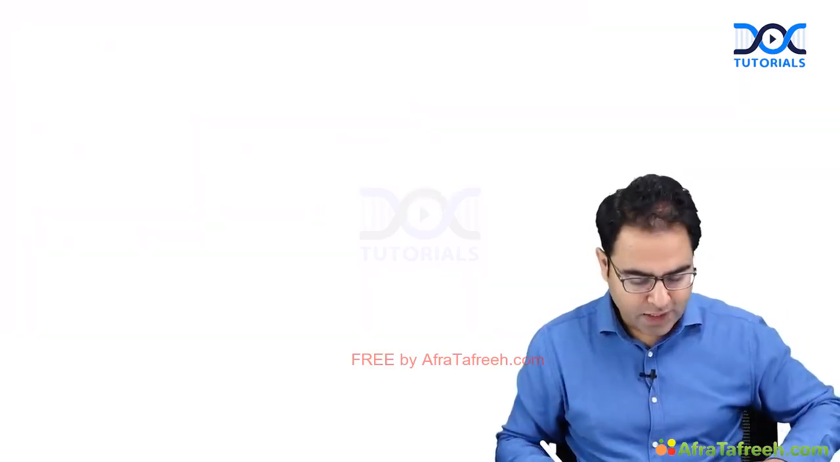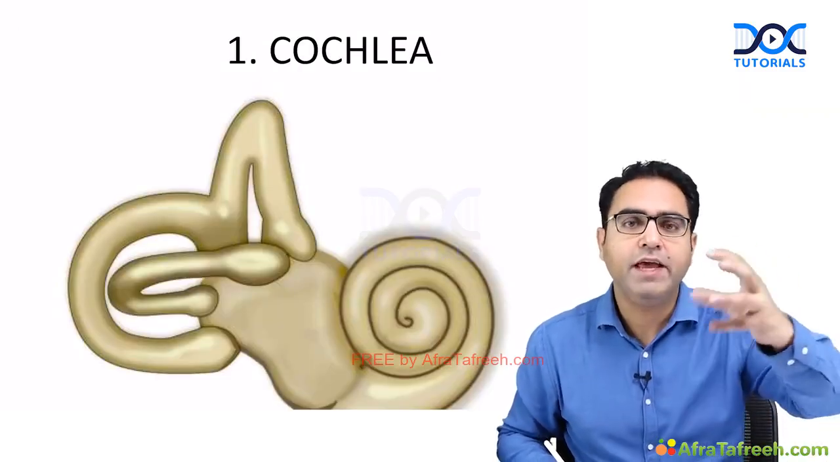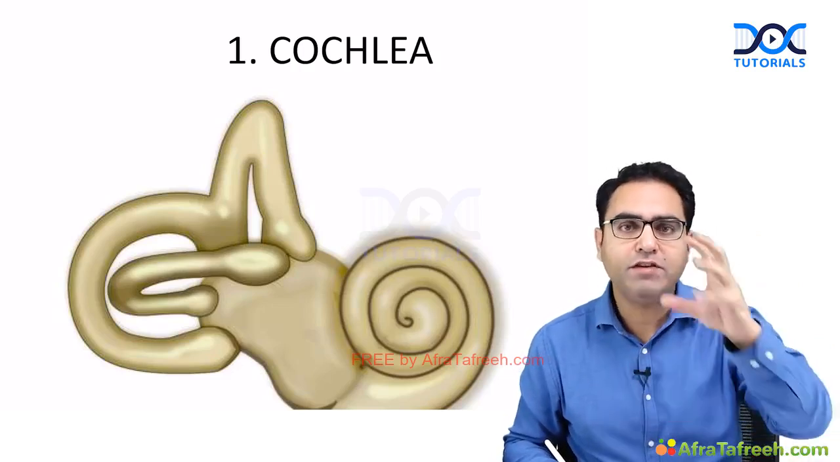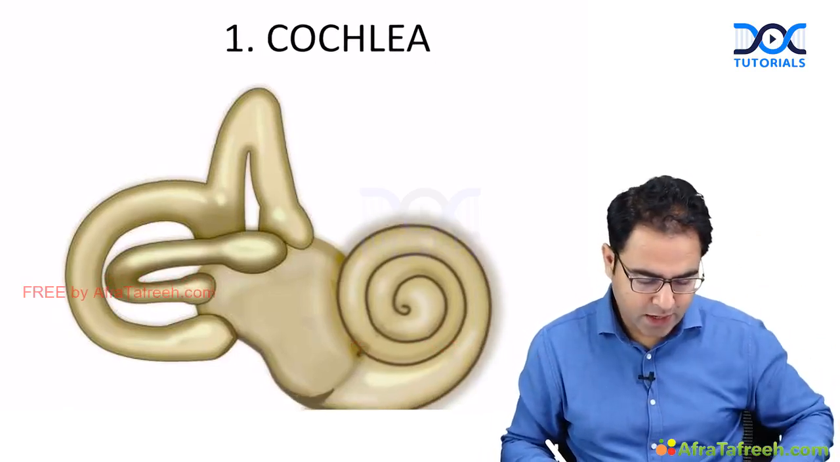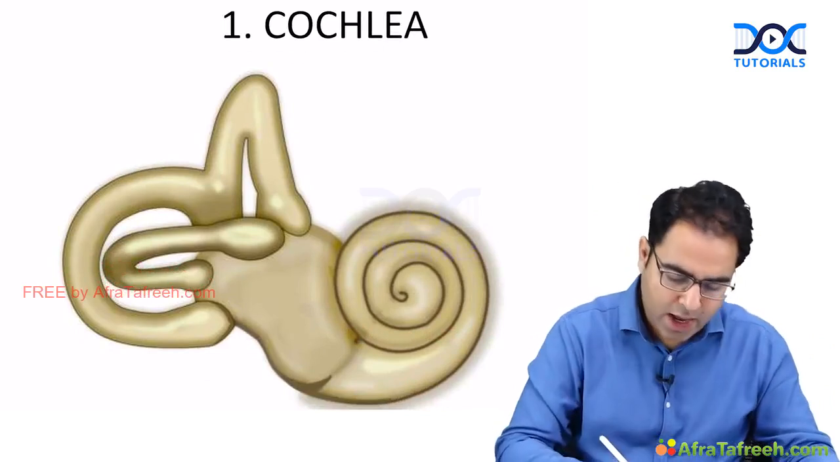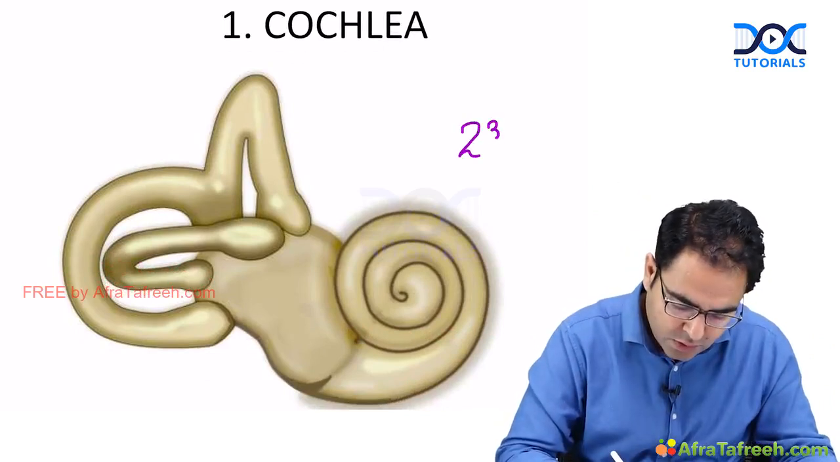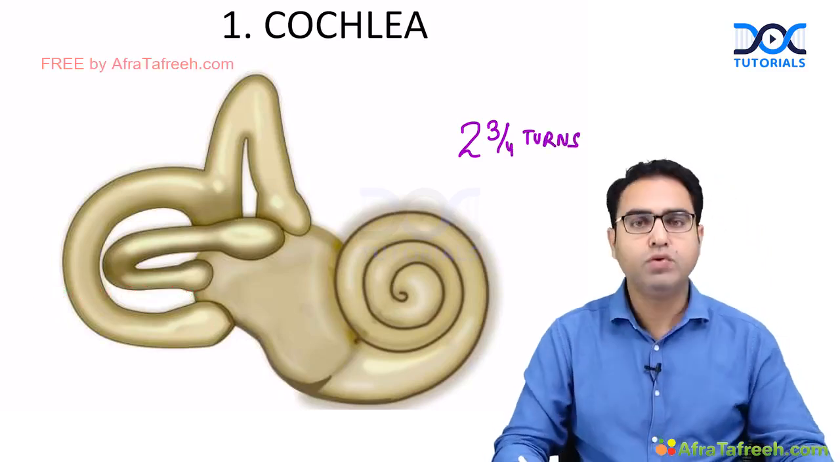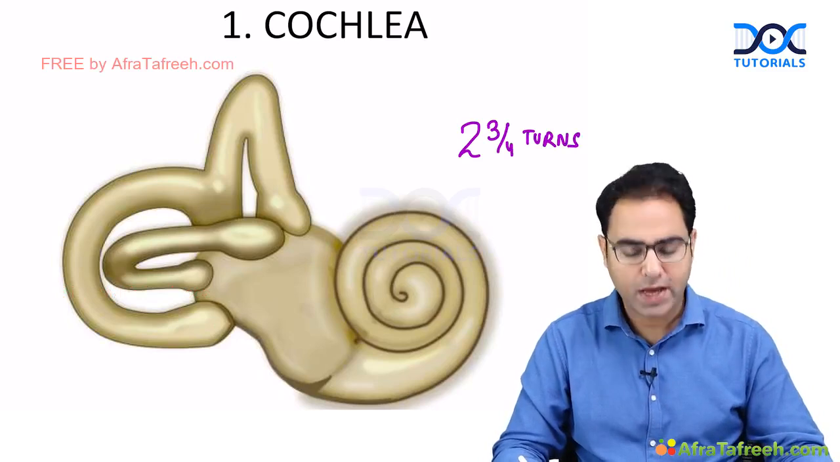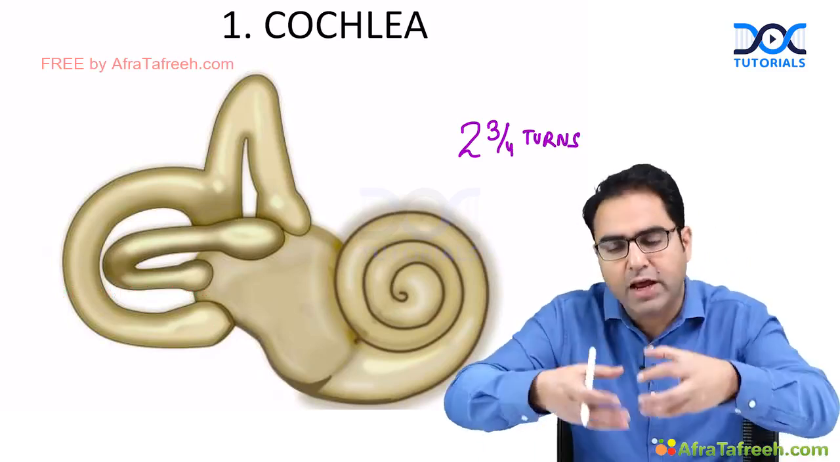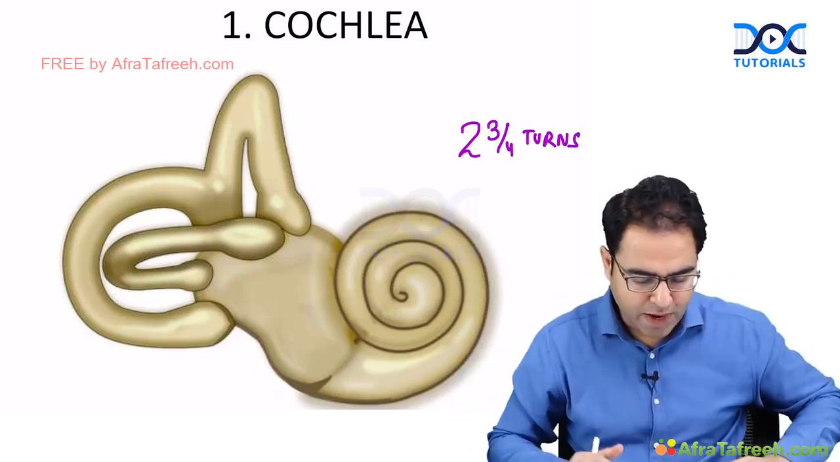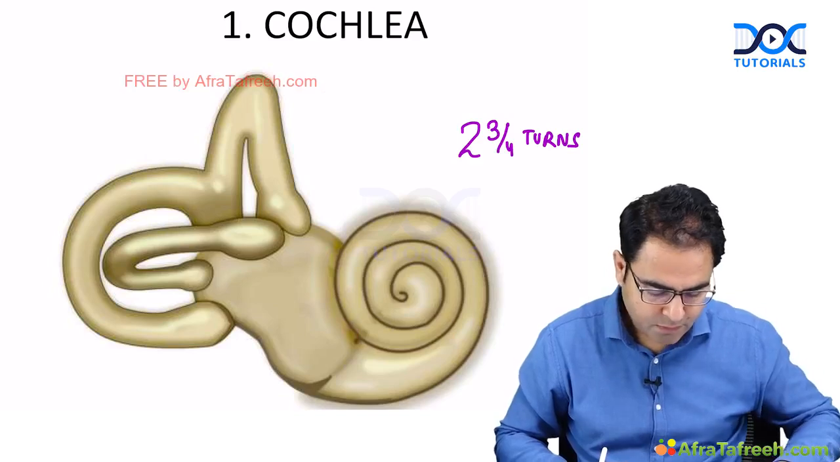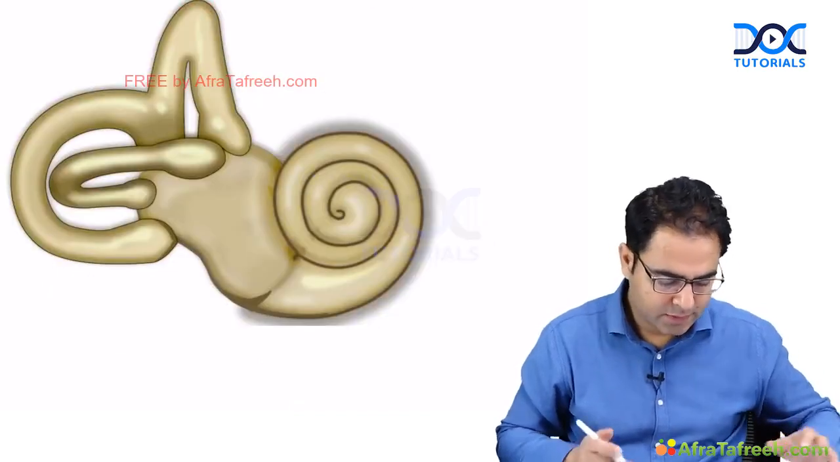Let us now go further. Now, let us discuss each part of the inner ear one by one. The first part is the cochlea. Look at the cochlea. Now, the cochlea has 2 3/4 turns. Can you see? This is like a snail shell kind of thing. 2 3/4 turns. Now, let us label it.